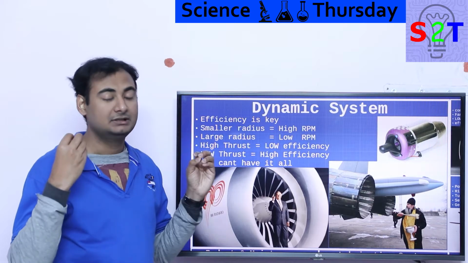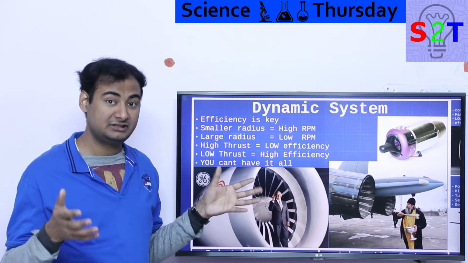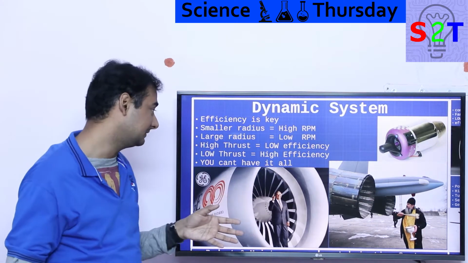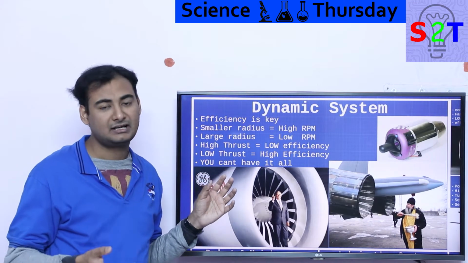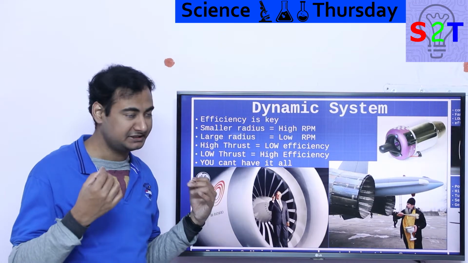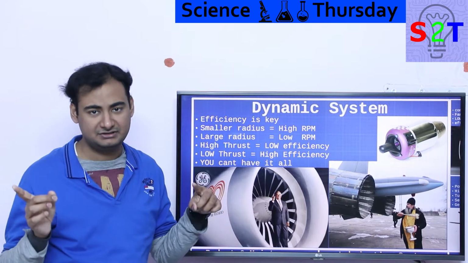That's the core reason why a jet engine, even though smaller than a jumbo jet's, still sounds much louder. The higher RPMs have a different tone to it. You can easily make sense of it. Yeah, that's a fighter jet versus that's a jumbo jet.